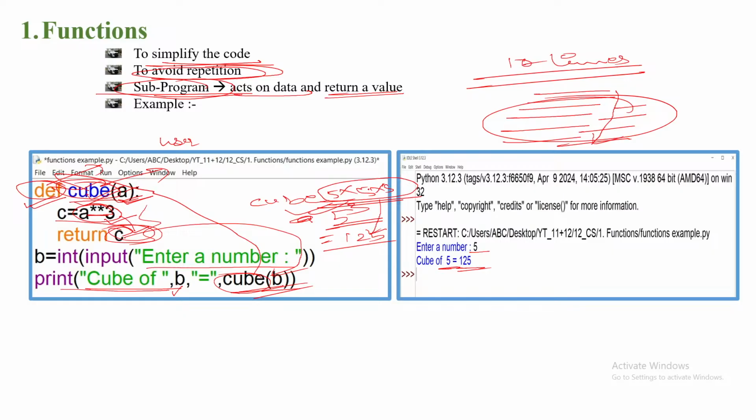So what is the work of a function? To avoid repetition and simplify the code. And which type of program is it? It is a subprogram.